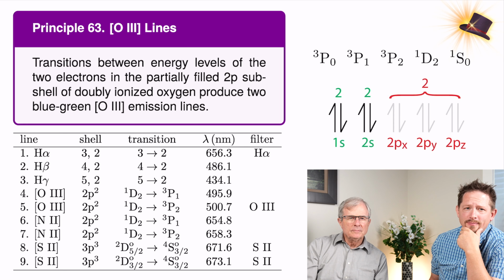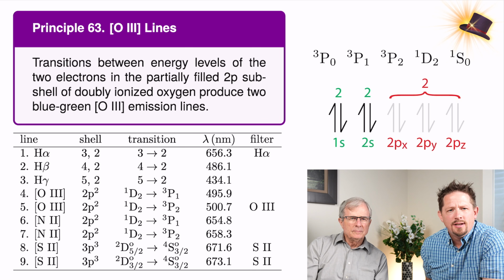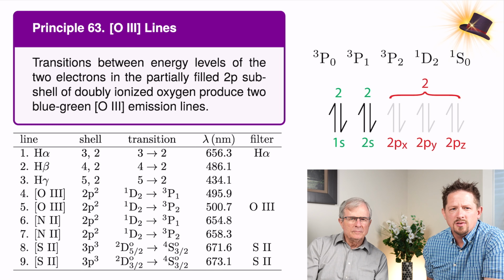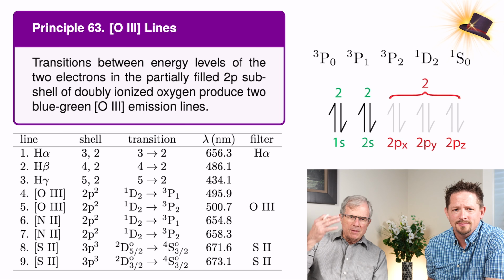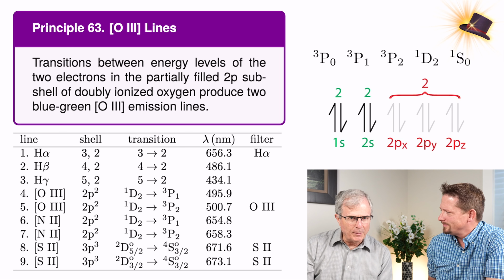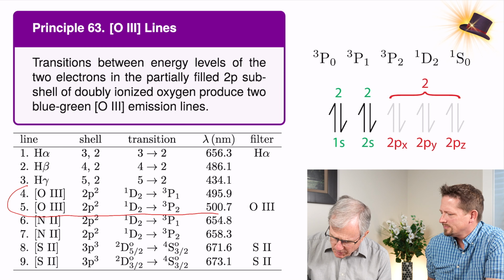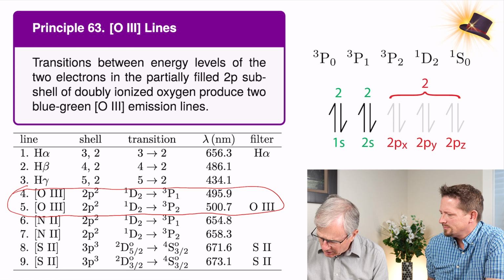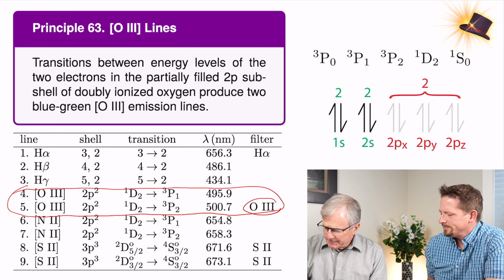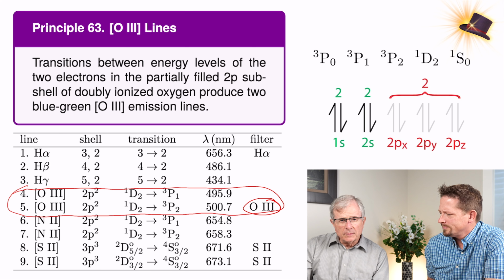Principle 63, oxygen 3 lines. Transitions between energy levels of the 2 electrons in the partially filled 2p subshell of doubly ionized oxygen produce 2 blue-green oxygen 3 emission lines. So this is just summarizing what we've been talking about. We've got 2 electrons in a partially filled 2p subshell, and they produce 2 blue-green lines. And those are these right here. This one's the stronger of the 2 lines.